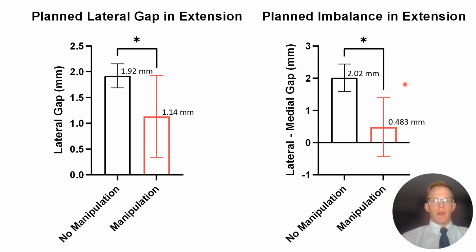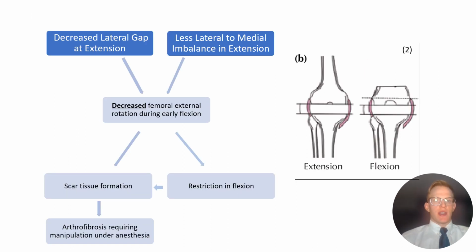And additionally, the planned imbalance in extension, calculated by the difference between the lateral and medial gaps both in extension, was significantly smaller in those that required manipulation at 0.483 millimeters in comparison to those that did not at 2.02 millimeters. Our results indicate that decreased lateral gap at extension and less lateral to medial imbalance in extension decreased femoral external rotation during early flexion, resulting in restriction in flexion or the primary formation of scar tissue, creating arthrofibrosis requiring manipulation under anesthesia. This instance would be most consistent with a rectangular gap balance.